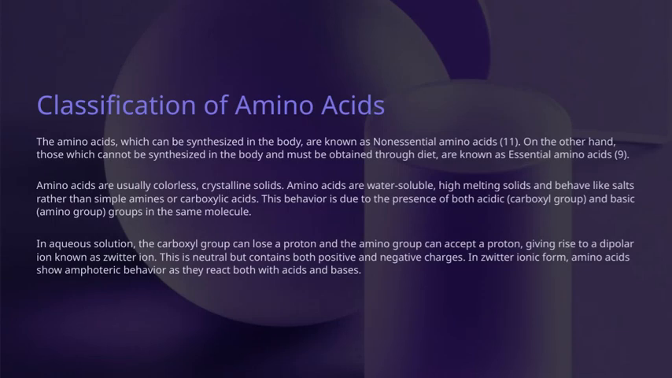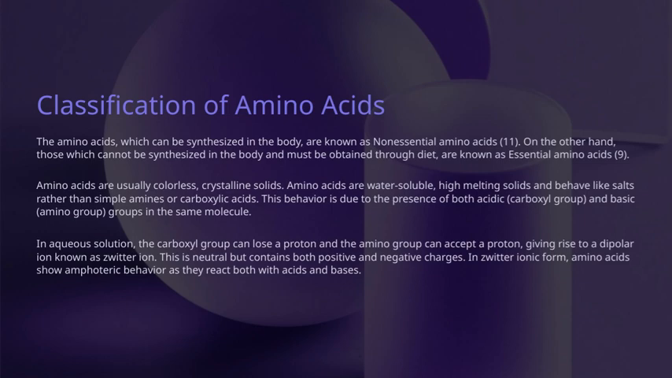Let's start by talking about what happens to amino acids in aqueous solution. The carboxyl group can lose a proton, while the amino group can accept a proton. This results in a special form called a Zwitter ion, which is neutral overall, but contains both positive and negative charges. This is a key concept because it shows how amino acids can behave as amphoteric molecules, meaning they can react with both acids and bases.